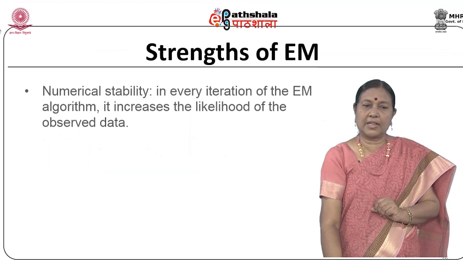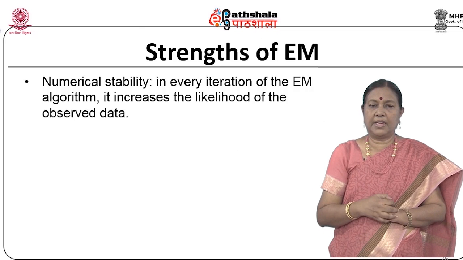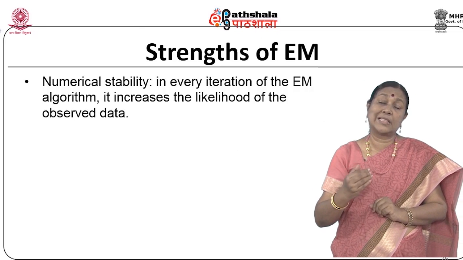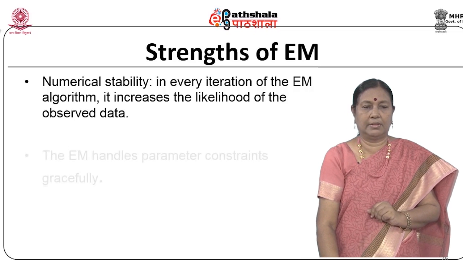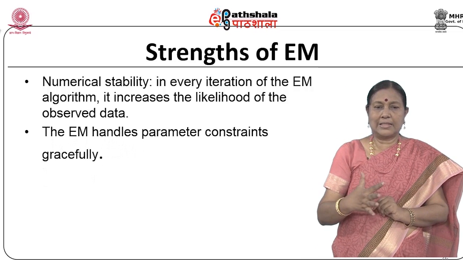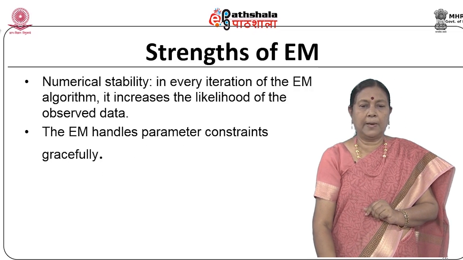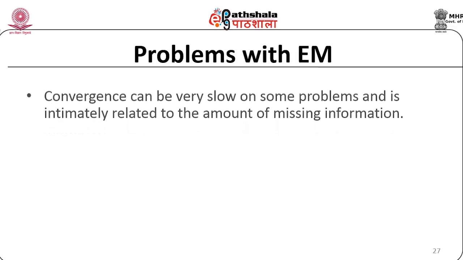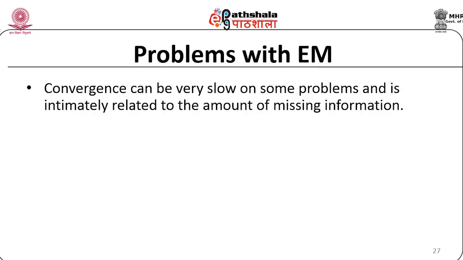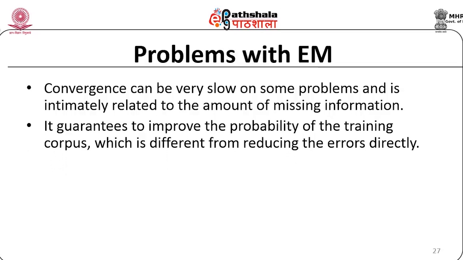Okay. So, what are the strengths of EM? Numerical stability. In every iteration of the EM algorithm, it increases the likelihood of the observed data. So, that is the stability. It handles the parameter constraints quite gracefully. The problem with EM is that convergence can be very slow on some problems and is intimately related to the amount of missing information. The more the missing information, the more the time for convergence. The convergence guarantees to improve the probability of the training data; it has nothing to do with reducing the errors directly. It is just that it tries to guarantee that the data you are trying to fit is fitted properly.